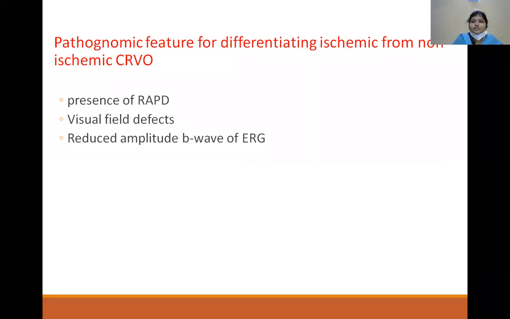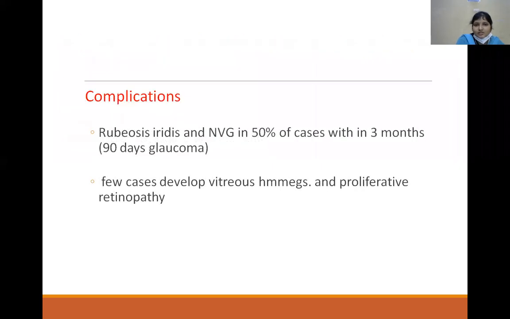So how do you differentiate between ischemic and non-ischemic CRVO? There is presence of RAPD in ischemic CRVO, and also visual field defects are present in ischemic CRVO. And when we do electroretinogram, there is reduced amplitude of the B wave. So these three are important differentiating features of non-ischemic and ischemic CRVO.